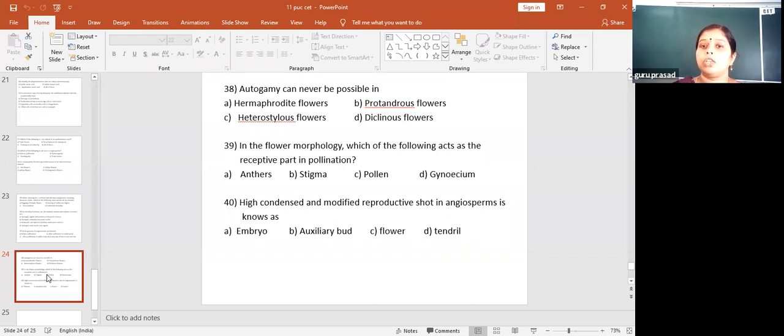In the flower morphology, which of the following acts as a receptive part of pollination?